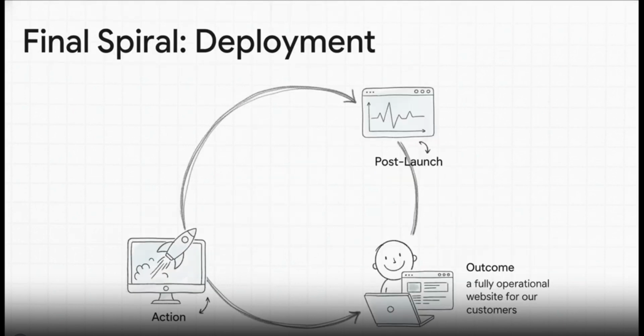And at last, the final spiral, deployment. This loop is all about that final round of testing, pushing the button to go live, and setting up all our monitoring tools. And the risk analysis doesn't stop just because we launched. Now we're watching the live site like a hawk for anything we missed. And the outcome? A live, working website that's ready for real customers.